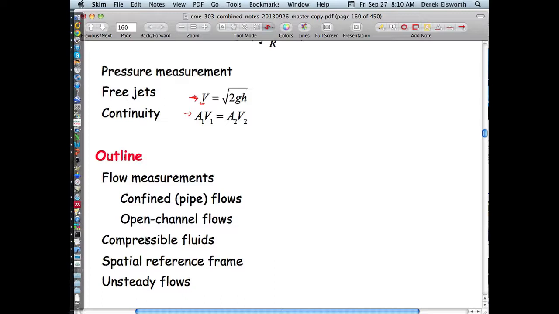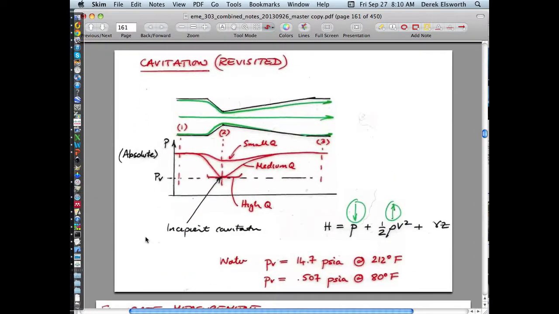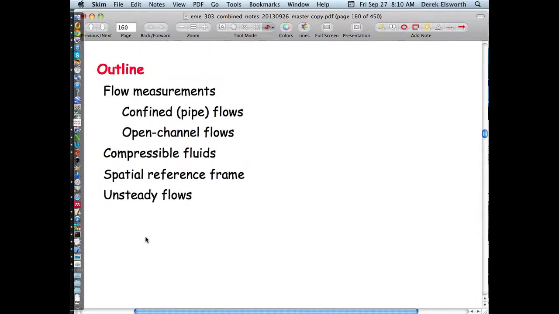There are other methods of doing it, but pressure measurement is actually the easiest one because you don't have any moving parts. And that's one of the joys of it. We talked about it last time briefly. So today we'll talk about flow measurements both in pipes and in open channels. So stream flows, how you measure flows in a river, for instance. And we'll talk about some of the limitations of Bernoulli in terms of when we can use it for compressible fluids. We've talked a little bit about the spatial reference frame. If you're doing Bernoulli for a bicycle, maybe you don't choose to have the bicycle run past you where it's not steady state, but you have the bicycle static and you have the wind blowing past you.